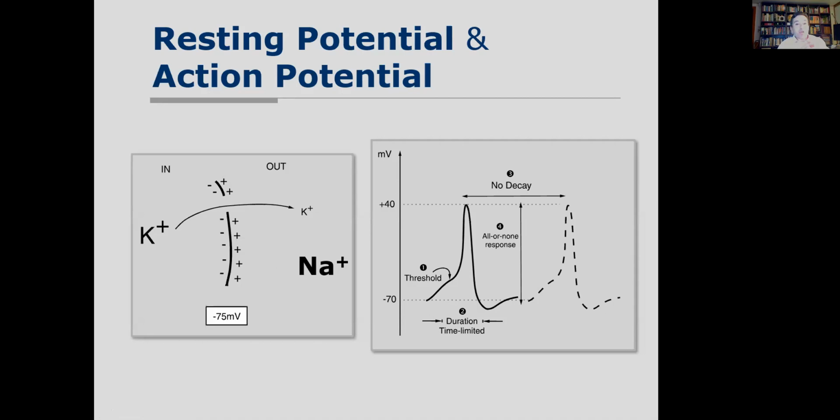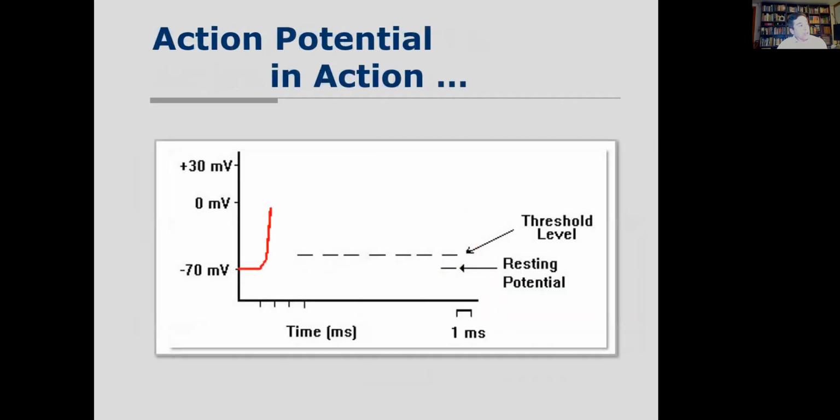So this is how the nerve cell communicates with these electrical changes. So local potential, action potential. And that's what it looks like in action, as it were. So going from negative to positive, all or none, remember we mentioned that, spike, time limited, and then returns to the resting potential.